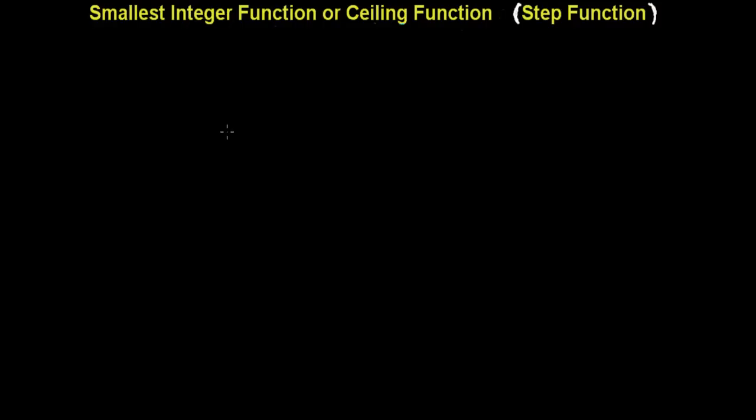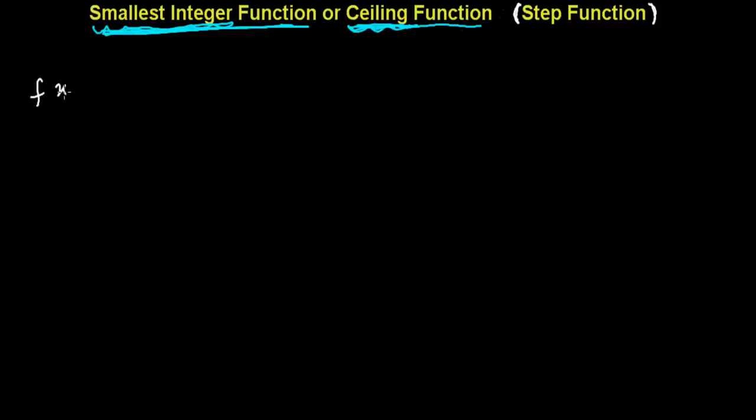In the previous video lesson, we discussed just the opposite of this. There we discussed the greatest integer function or floor function, and here we're going to talk about the smallest integer function, just the opposite. There we learned floor, here we're learning ceiling. So the ceiling function, or smallest integer function, is a type of step function. How should we understand it?